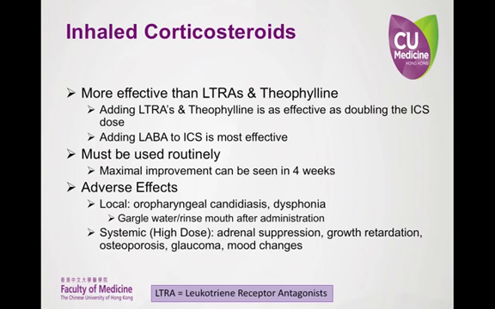Inhaled corticosteroids have been shown to be more effective than montelukast and theophylline. The addition of montelukast or theophylline is as effective as doubling the dose of the steroid. However, adding a LABA to an ICS is the most effective and is more commonly done than adding oral leukotriene receptor antagonists or theophylline.